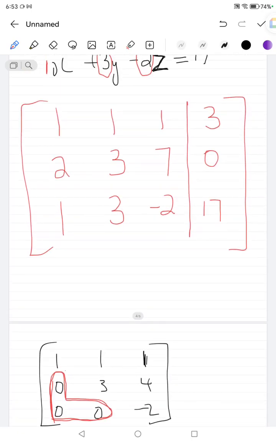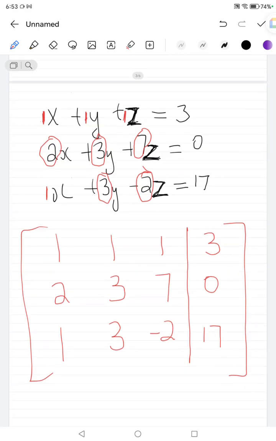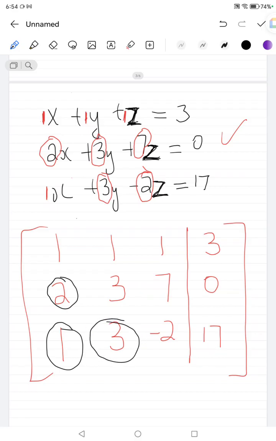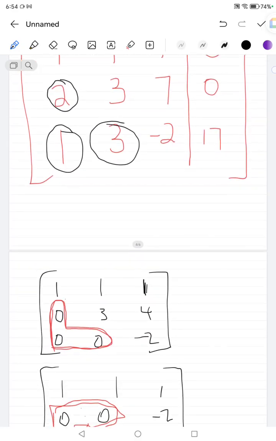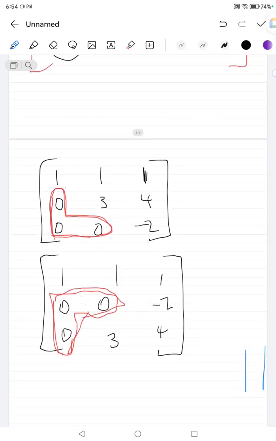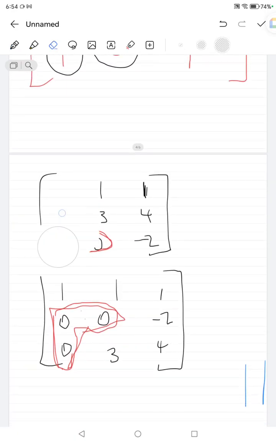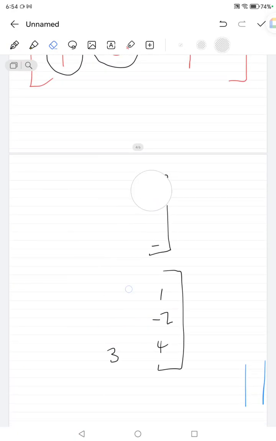In essence, what we are trying to do is that, since we are given these 3 equations, we have to make sure that the only ones we have to replace and make them 0 are this one and this one. So it means we have to end up in such a way that we have something that looks like this.